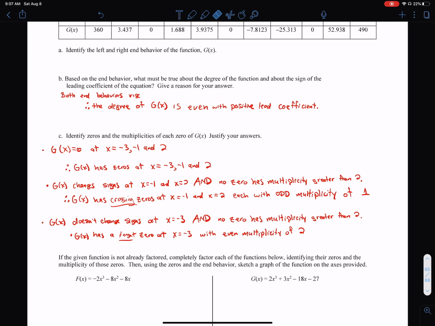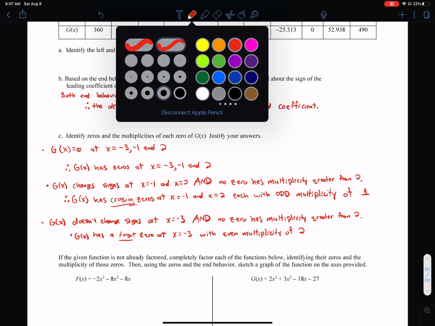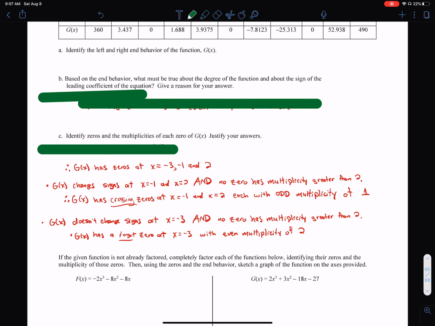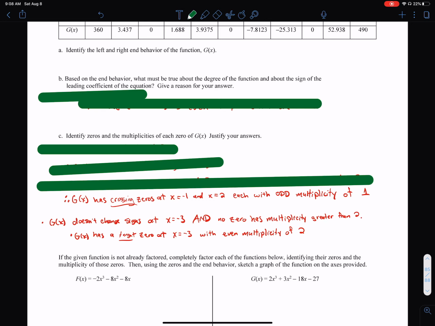Next page. Let me hide this stuff again. Once again, I'm sorry. This was supposed to be done before we started the video, and I didn't do it before I started the video.